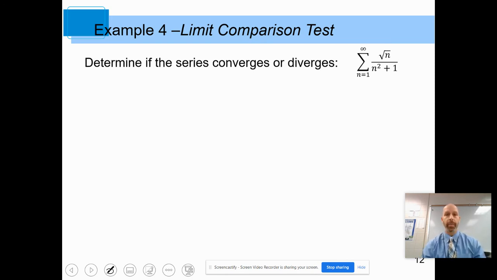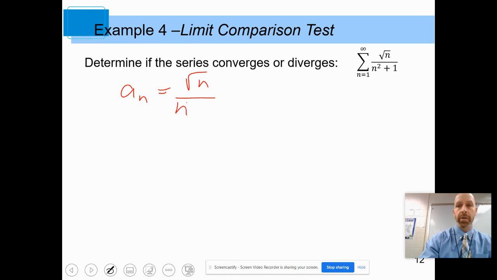It says determine if the series converges or diverges. Okay, so this one here, we're going to try to figure out what our a sub n and our b sub n are going to be in this particular example. And in this case here, I think what we're going to do is we'll just let a sub n equal the square root of n over n squared plus 1. And we'll just leave it as that.